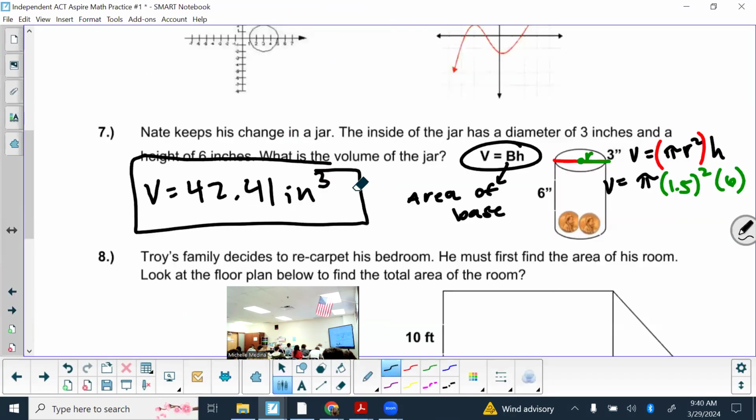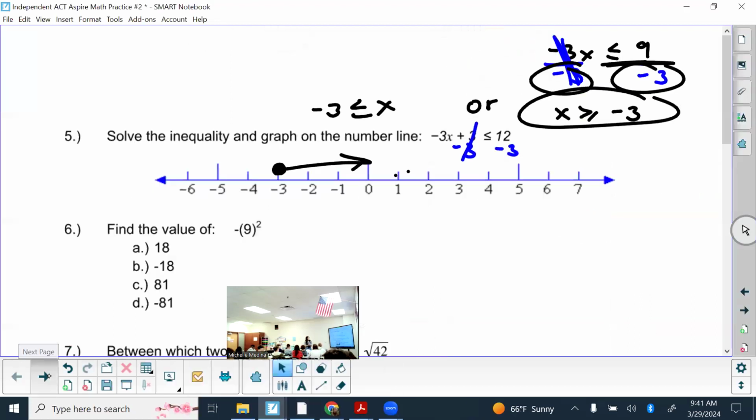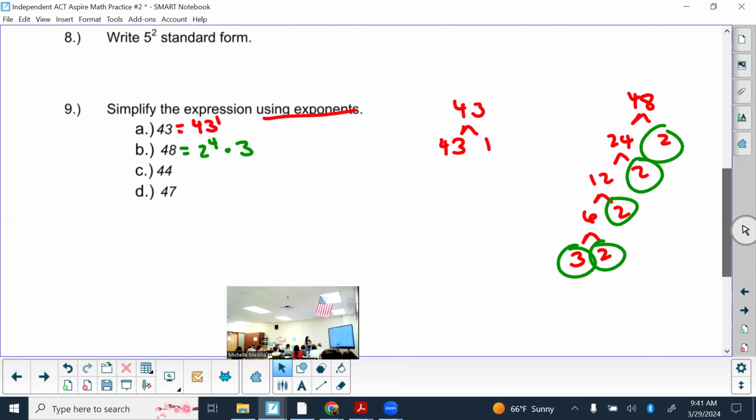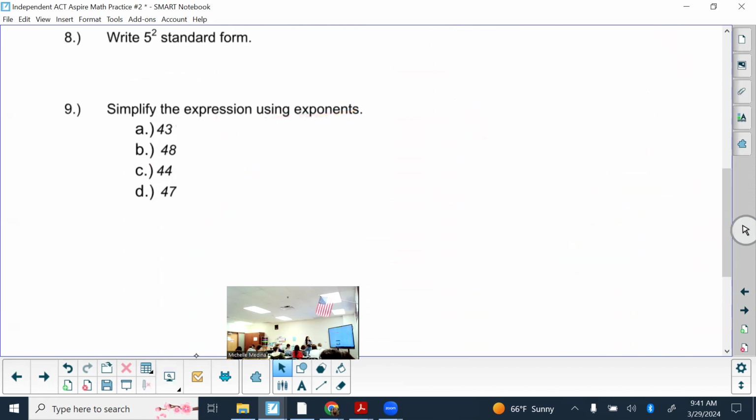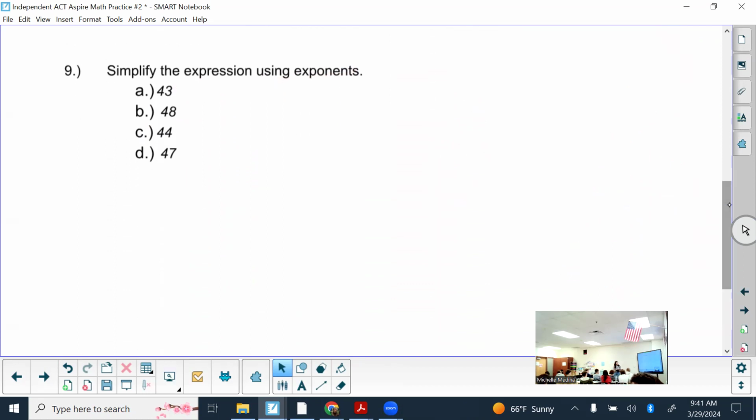We want our units to be in whatever units cubed. So that one, I remember I maybe told some people just to skip it because I couldn't remember if there was a typo or not, and there's not. It wants you to rewrite it using exponents. It's just the word simplify kind of threw me off, because technically this is in simplified form already. But it wants you to rewrite it using exponents.